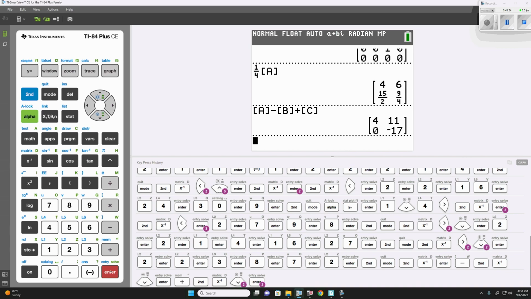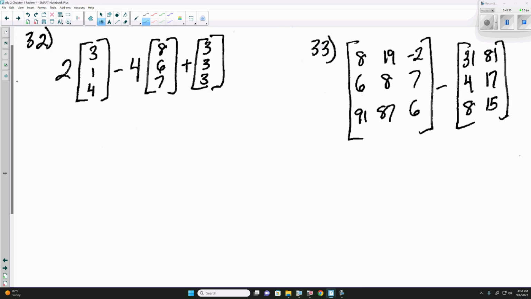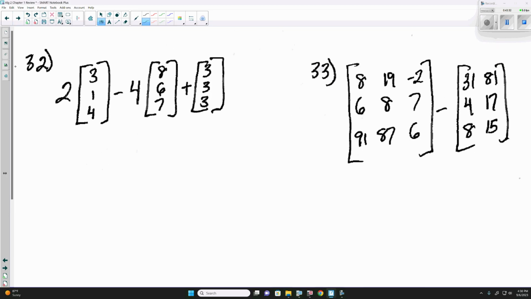Enter. 4, 11, 0, -17. We get the exact same thing, so we can do it either way. And whenever we plug them in, so like 32, I can say that this is A, this is B, and this is C. And when we type it into the calculator, we'd say 2A minus 4B plus C.